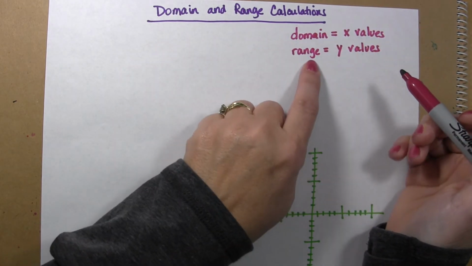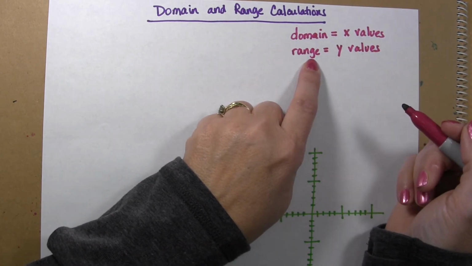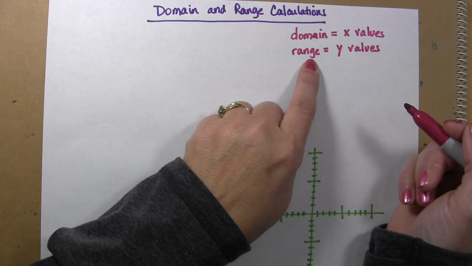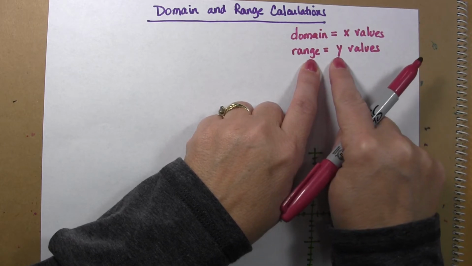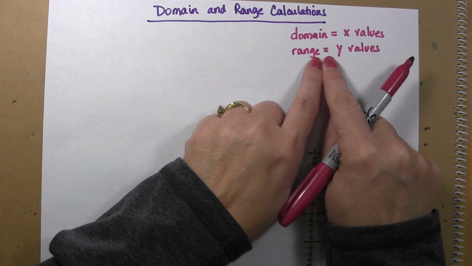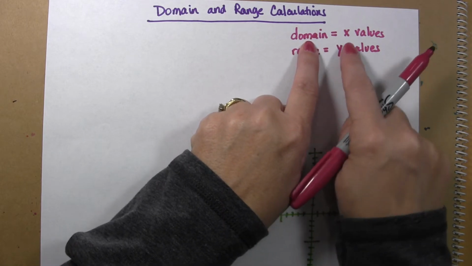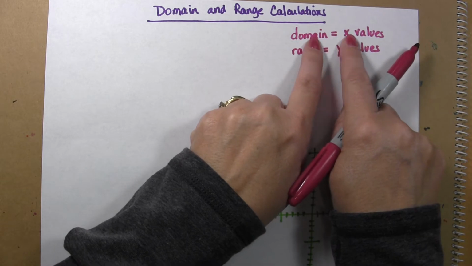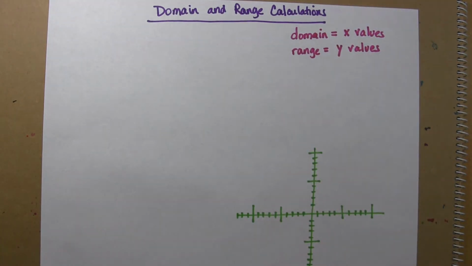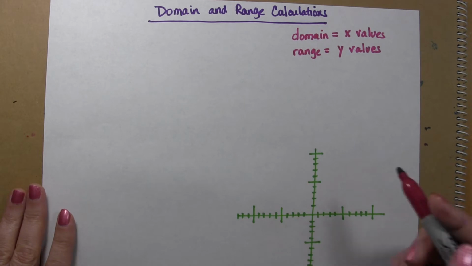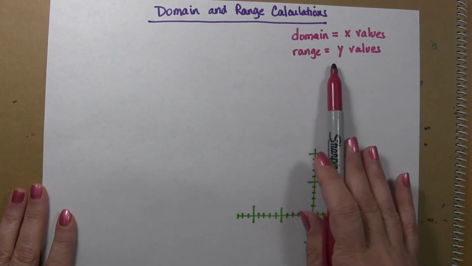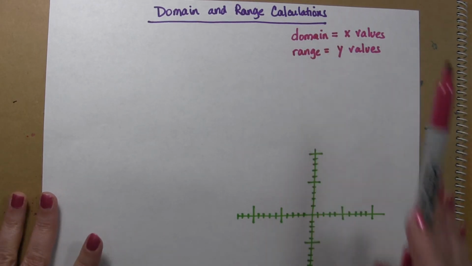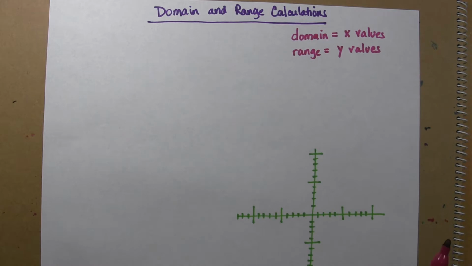And the way I remember this is, see how the G in range drops down below the line and the y drops down below the line? Those go together. Nothing drops below the line in domain and nothing drops below the line in x. So domain and x go together. So that's how I keep it straight. You don't have to, you could think of a different way to keep it straight, but that's how I do it. So domain is x values and range is y values.